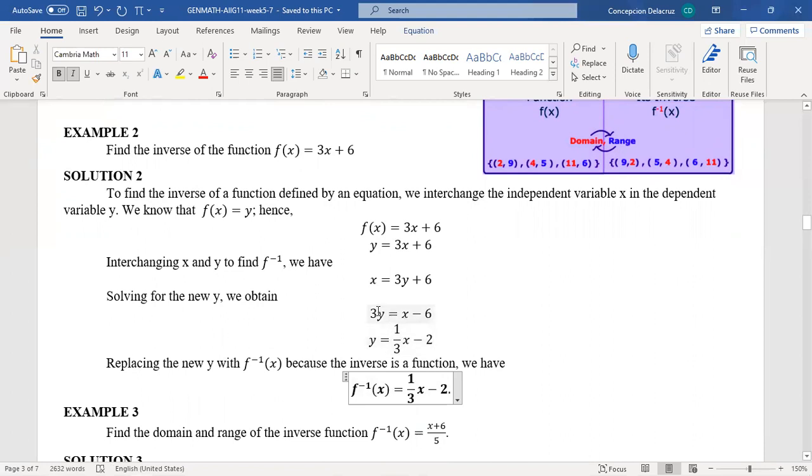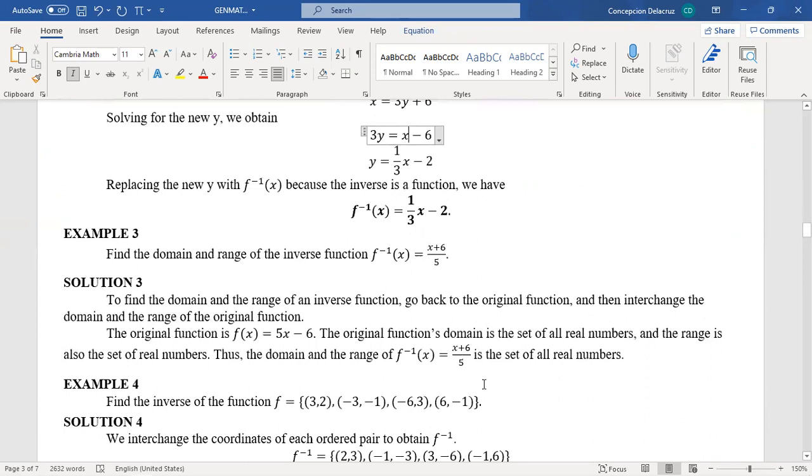Okay? Going back, we divide 3y by 3, and also x minus 6 by 3. So 3 cancels and we are left with y. The x needs to be over 3, so 1x over 3, minus 6 divided by 3 is equal to negative 2. So the answer is f inverse of x is equal to 1/3 x minus 2.